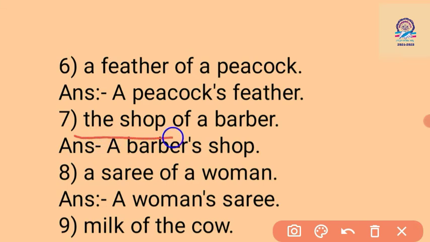Then, the shop of a barber. Our answer is a barber, then apostrophe s, because barber is a singular noun. Then we write shop. Simply we can say a barber's shop. We do not need to say the shop of a barber. Then, a sari of a woman. A woman is a singular noun, so we apply the apostrophe here. Then we write sari.